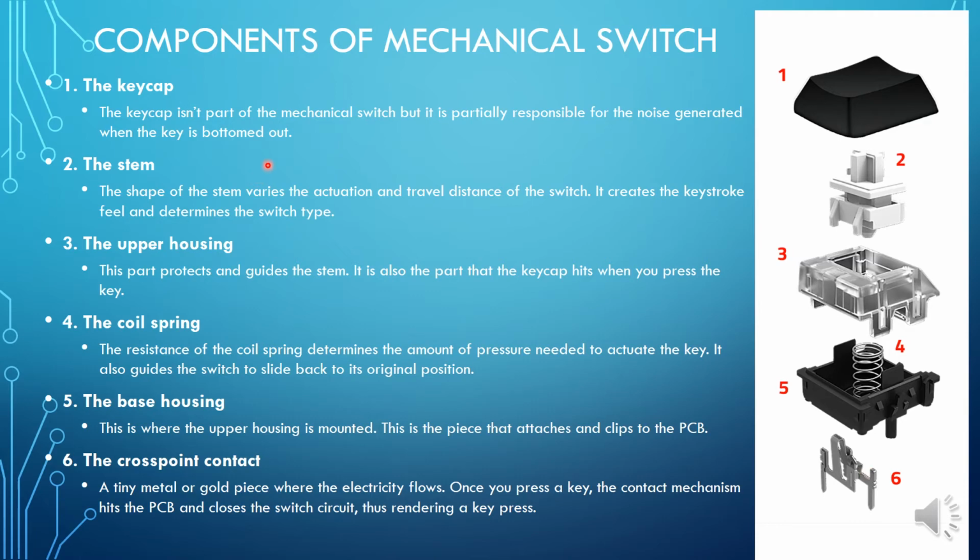So the keycap is partially responsible for the noise generated when the key is bottomed out. Means you are pressing, and whenever it is coming back to its position, there is a noise, and the keycap is partially responsible for that. Second one is the stem. The shape of the stem varies the actuation and travel distance of the switch. It creates the keystroke feel and determines the switch type. Means this is used to feel the keystroke whenever you are pressing.